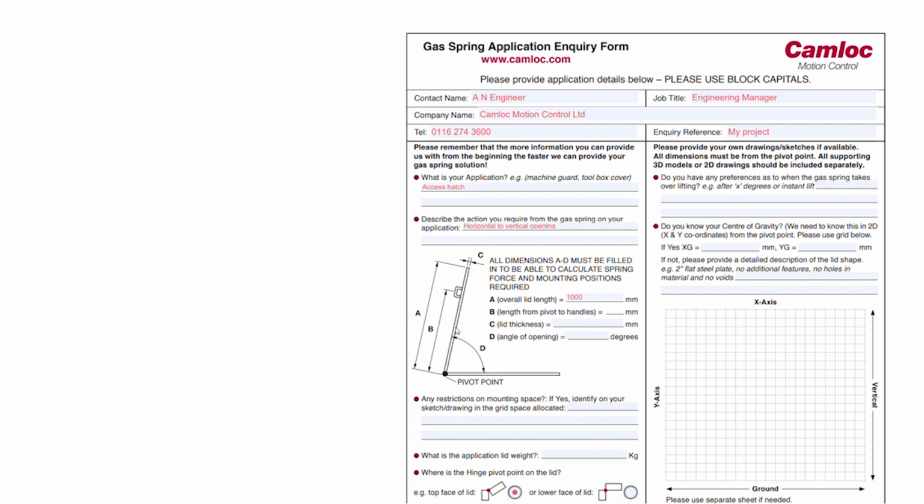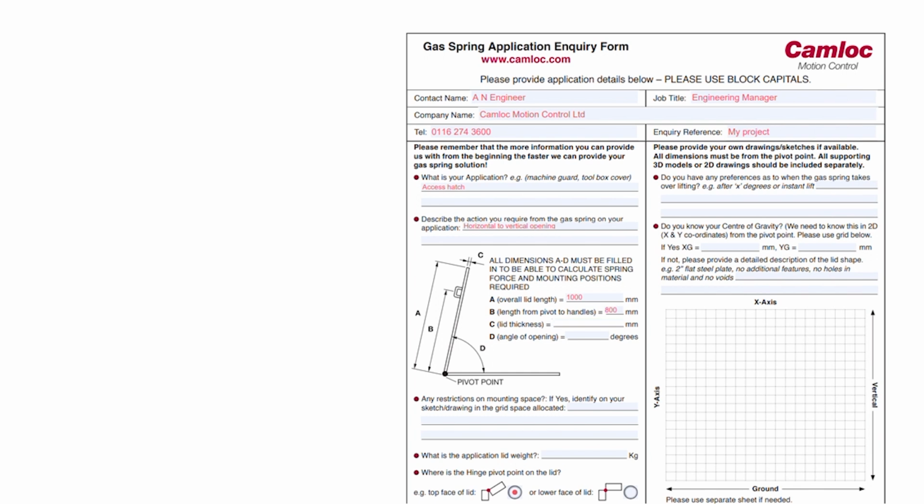We then ask for the position of the handle from the pivot. So we have the pivot point down here and we have the handle illustrated here. Typically this will be less than the overall length of the lid. It's not always the case, but it's usually some distance less in most cases. So on this one we'll put 800 millimeters.